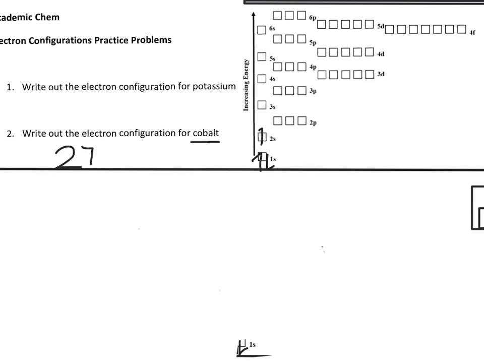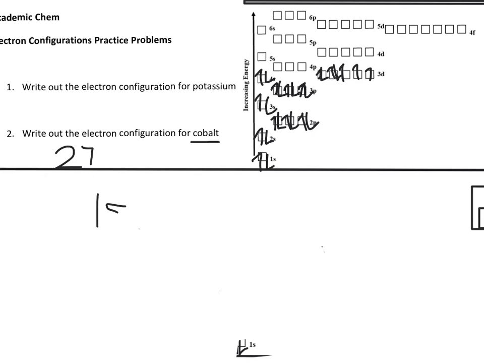Here's 1, 2, 3, 4, 5, 6, 7, 8, 9, 10, 11, 12, 13, 14, 15, 16, 17, 18. Full energy level, let's move up. 19, 20, 21, 22, 23, 24, 25, 26, 27. All right, notice that I filled in every individual d orbital with 1 electron before I doubled up.